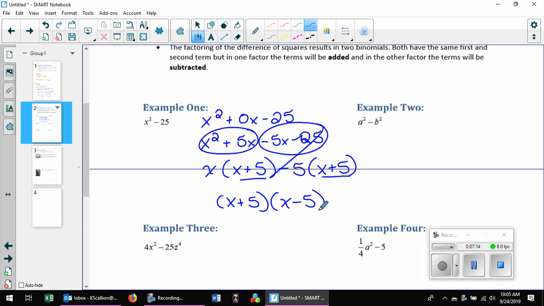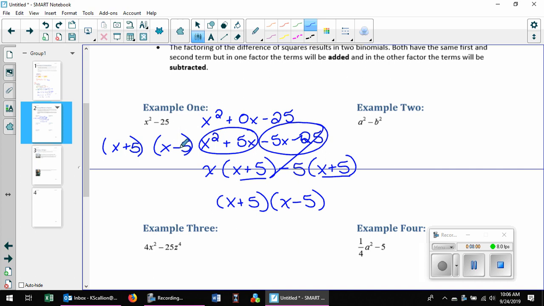But there's a shorter way to do it. If you notice, the front one is a perfect square. The back one is a perfect square. And they're separated by a subtract sign. It doesn't work if it's an add, it has to be a subtract. You can jump right to two binomials. What's the square root of x squared? So they start with x. What's the square root of 25? 5 and 5. One's an add, one's a subtract. Always, always, always a different sign.